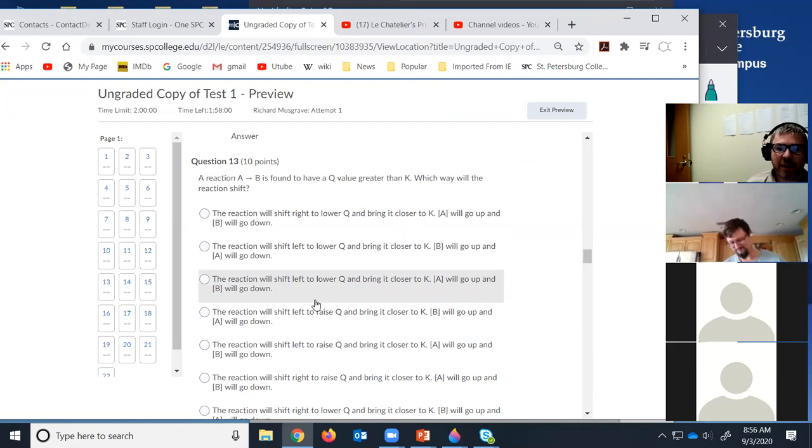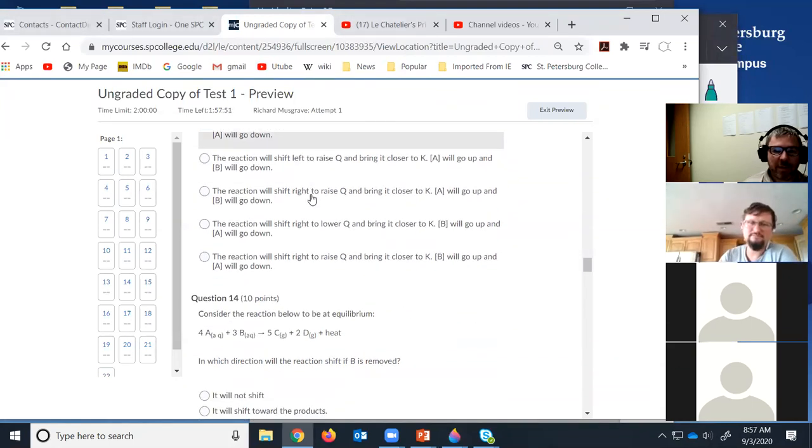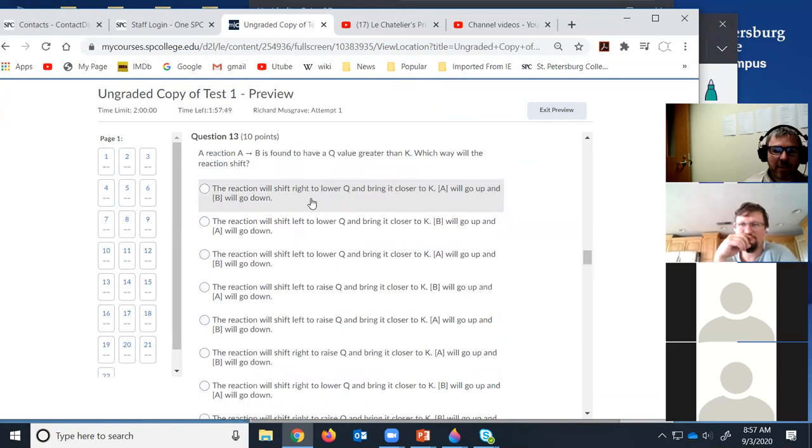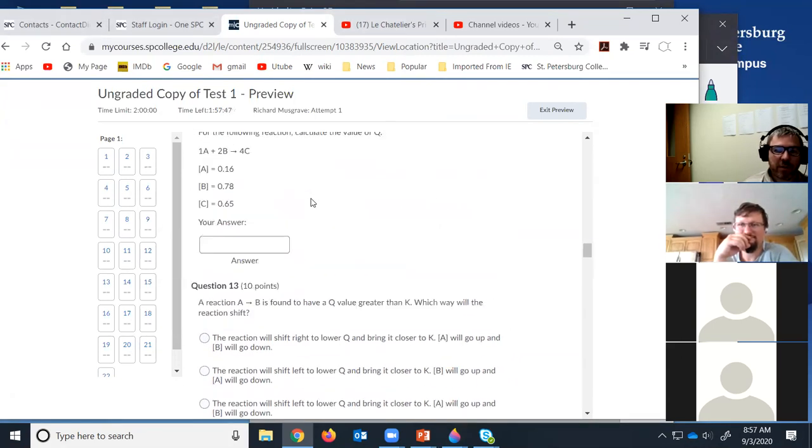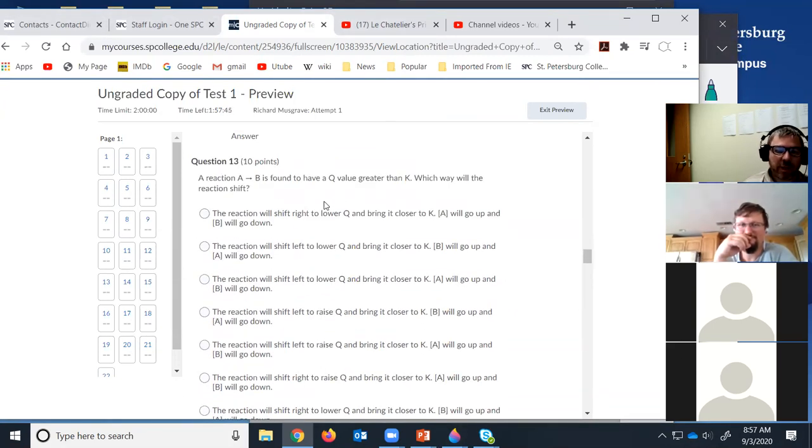Question 13. A reaction A to B is found to have a Q value greater than K. Which way will the reaction shift? Well, I'm going to leave it to you to figure that one out. We've talked about that. If you have trouble with that, you should get back to me. Well, I guess I'll look at it here. All right. So Q is greater than K. So the reaction will shift to a lower Q and bring it closer to K. Well, I think it helps for this one to show what the Q expression looks like.